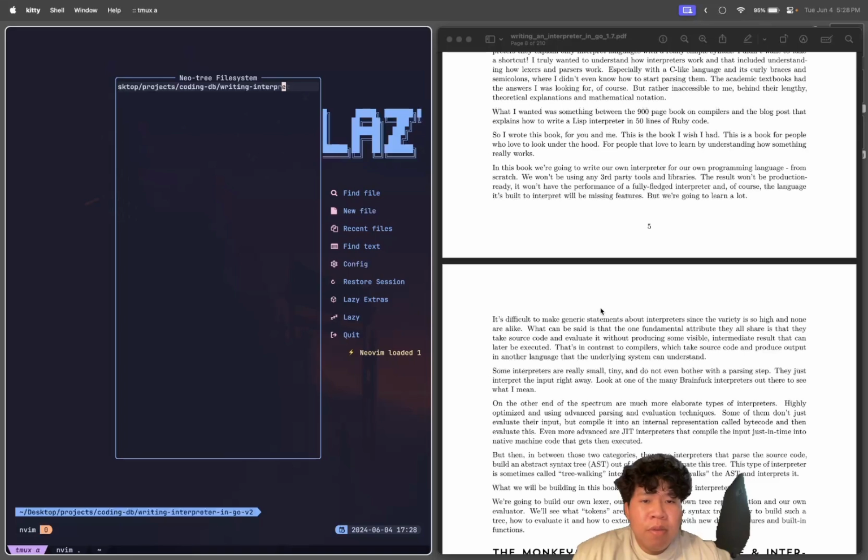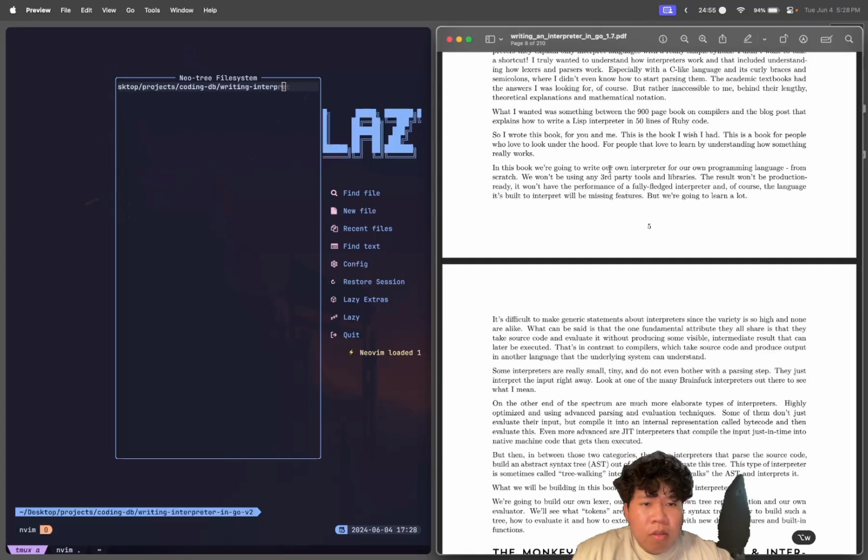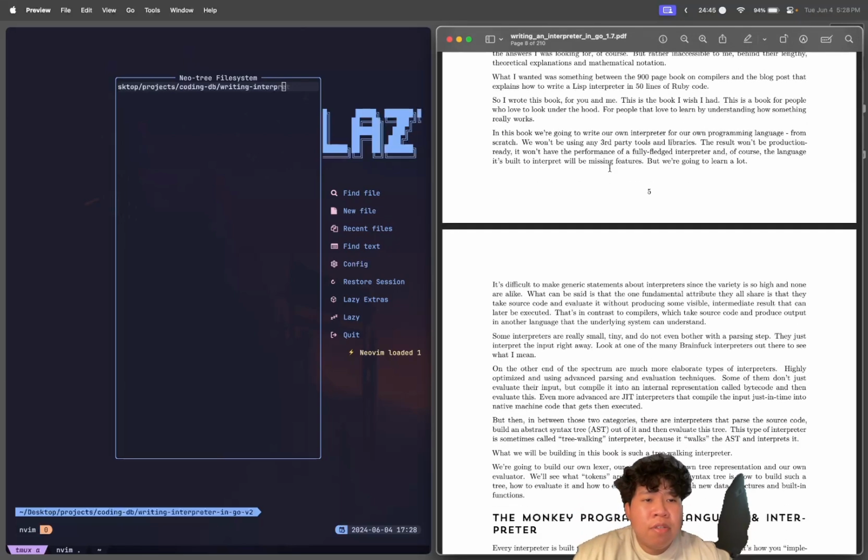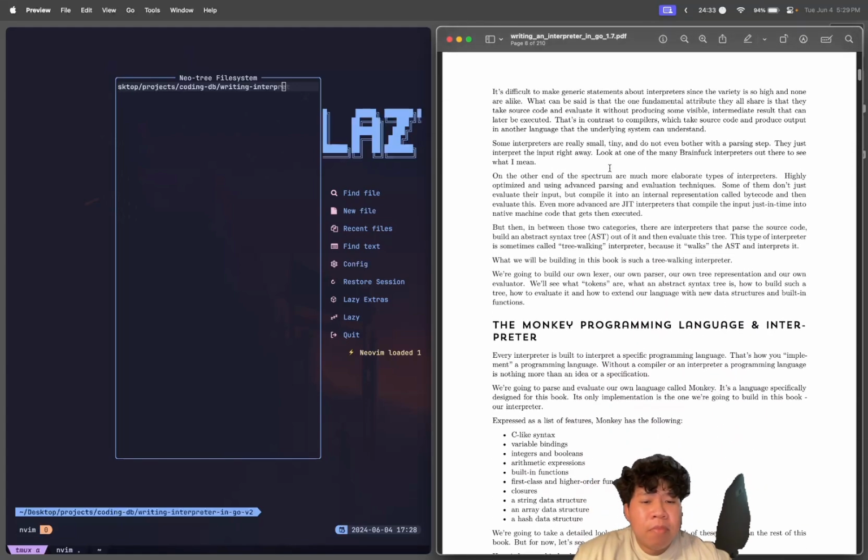This is a book for people who love to look under the hood, for people that love to learn by understanding how something really works. And in this book, we're going to write our own interpreter for our own programming language from scratch. We won't be using any third-party tools or libraries. The result won't be production ready, and it won't have the performance of a fully fledged interpreter. Of course, the language it's built to interpret will be missing features, but we are going to learn a lot.